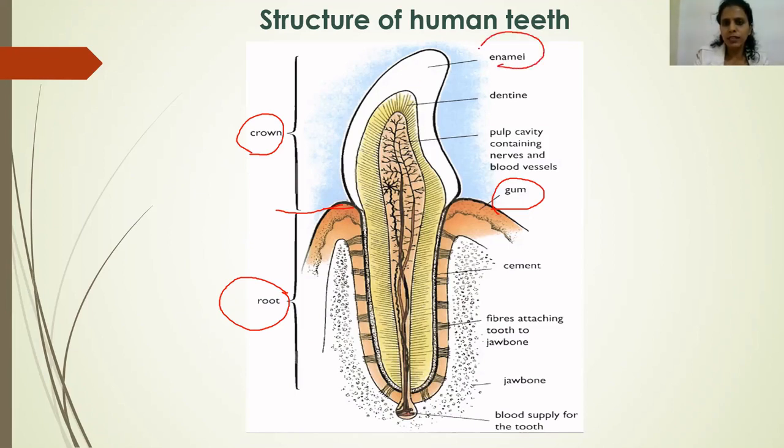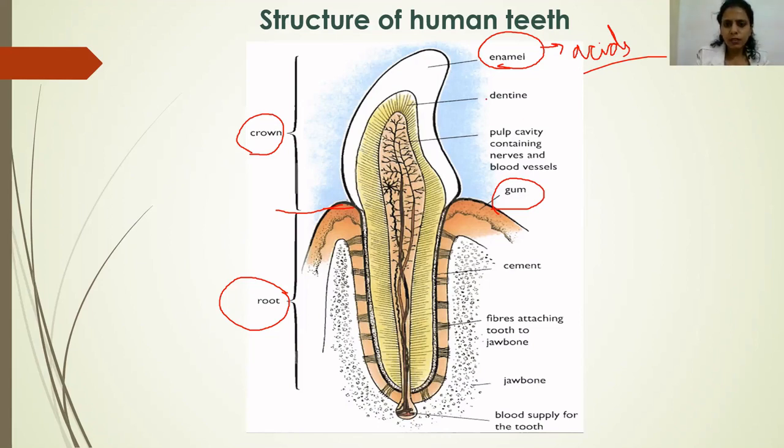Now, if you look carefully at this picture, the outermost part of the tooth, which forms the crown, is known as enamel. Enamel is white in color. It has a large amount of calcium deposited in it, and it is the hardest substance produced by our body. Nothing can harm enamel except acids, so enamel can only be dissolved by acids.